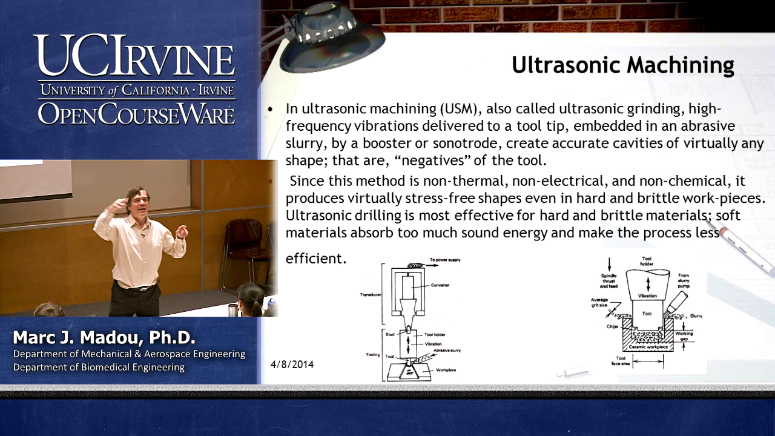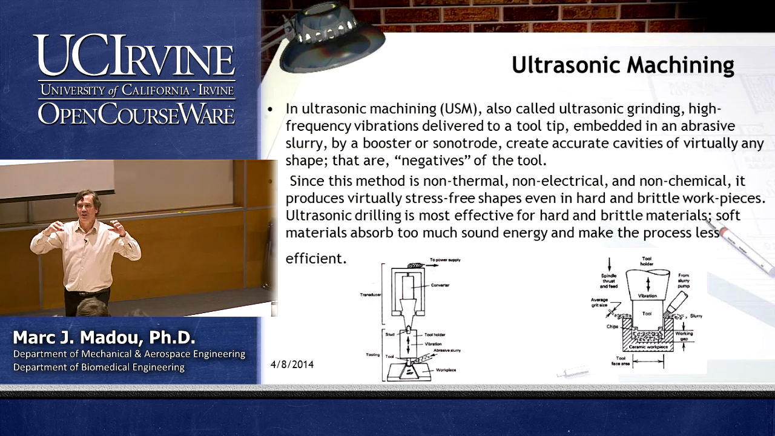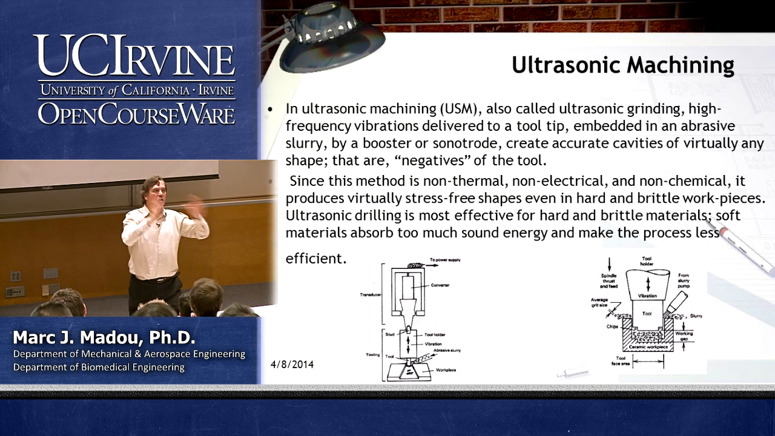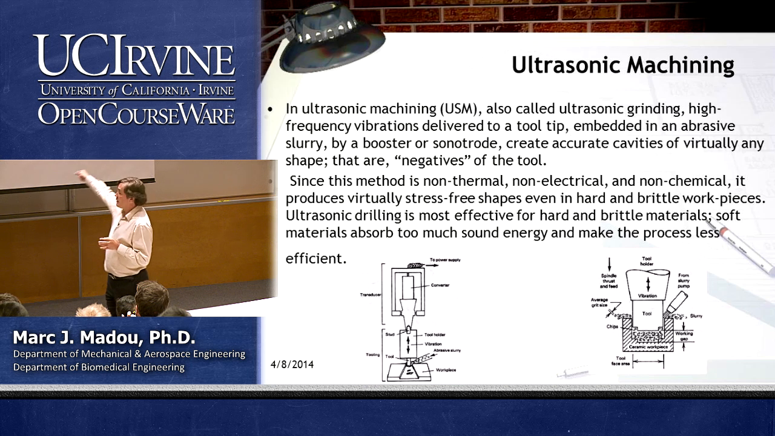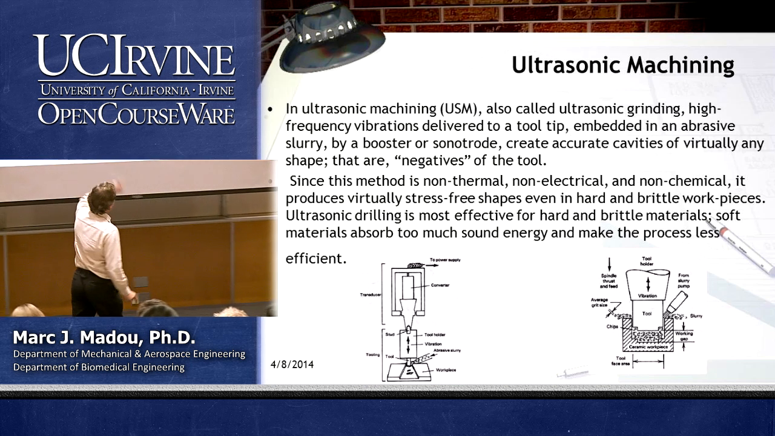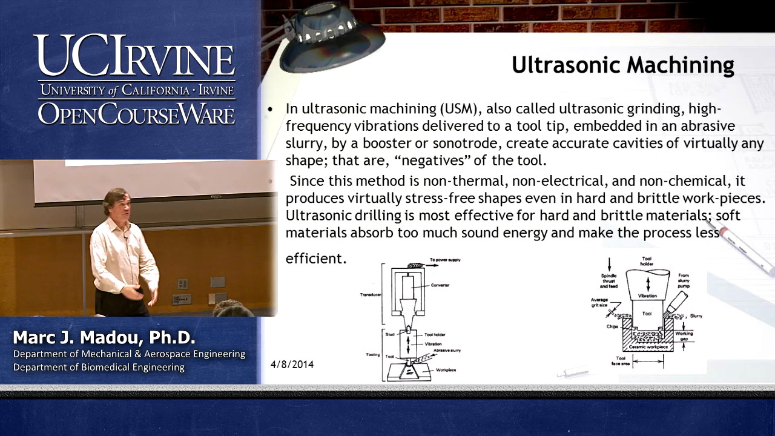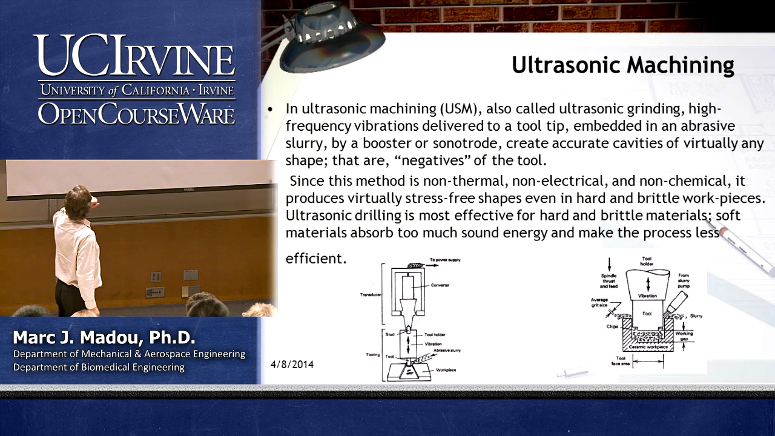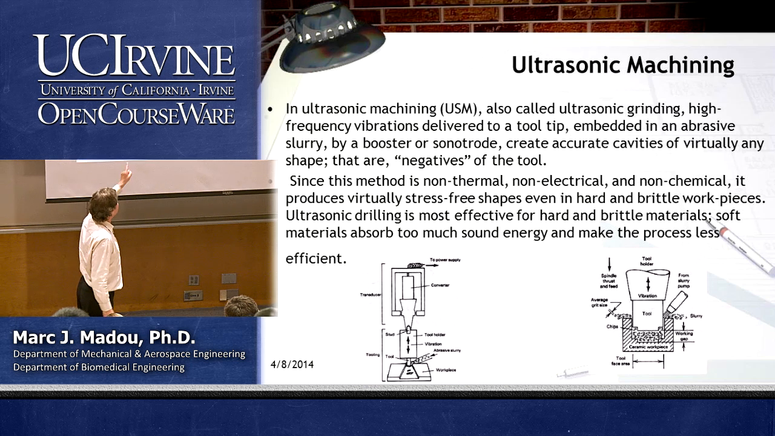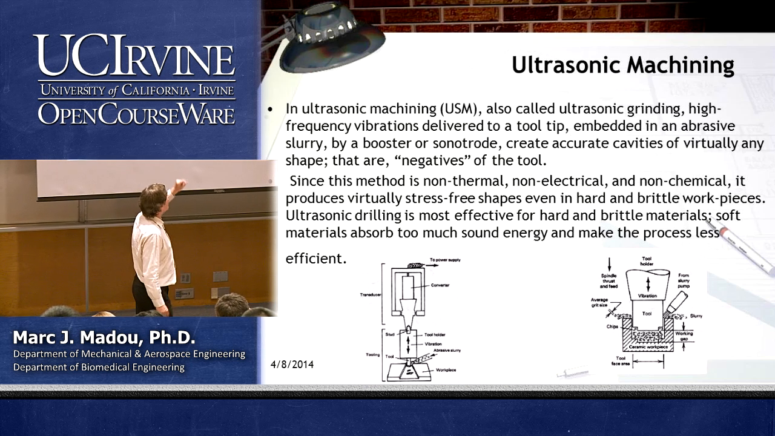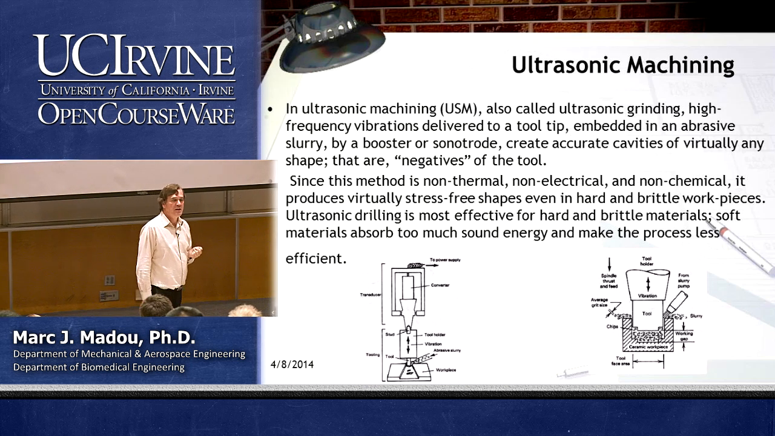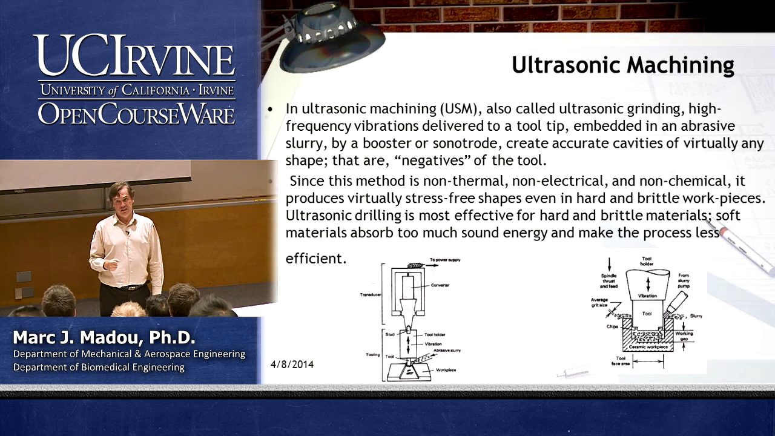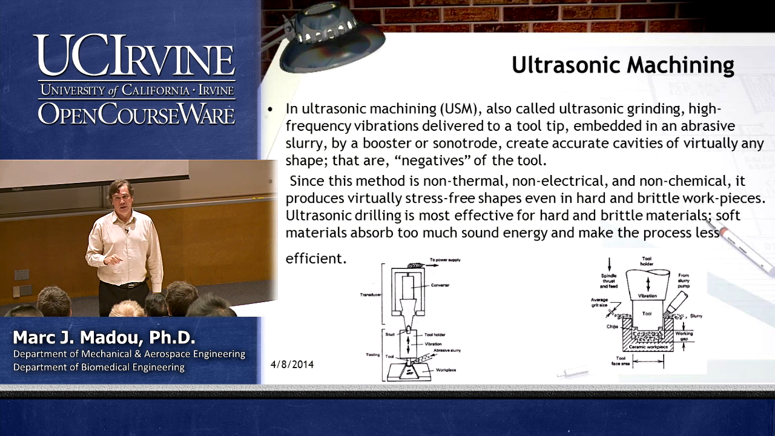It's thermal. HAZ. What was that? Did you write it all down? HAZ, heat-affected zone. If you cannot tolerate any heat-affected zone, that's the technique. This method is non-thermal, non-electrical. It means it doesn't need to be a conductor. Non-chemical, obviously. It produces virtually stress-free shapes, even in very hard and brittle workpieces. So, for example, carbon, graphite, you could machine that this way. Very few other techniques will allow you to do that.